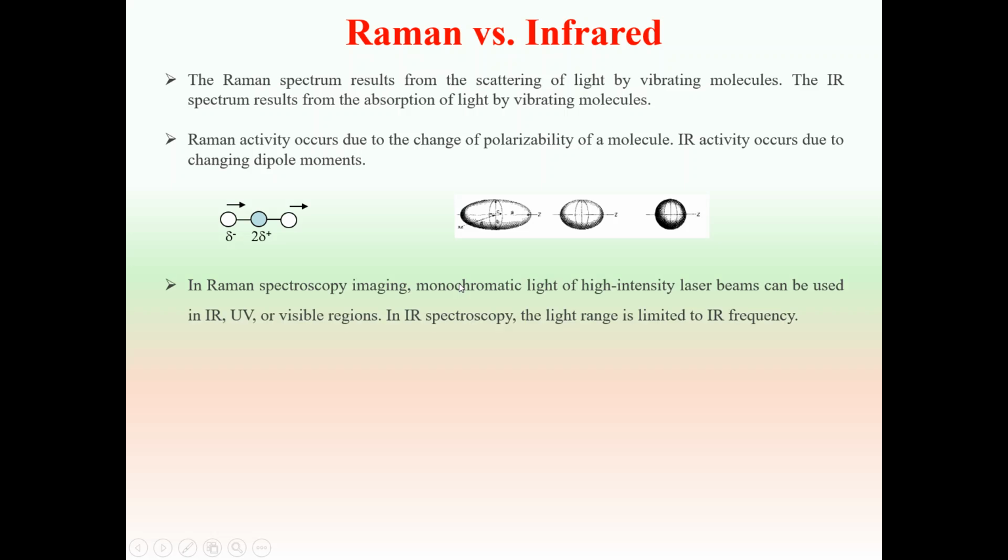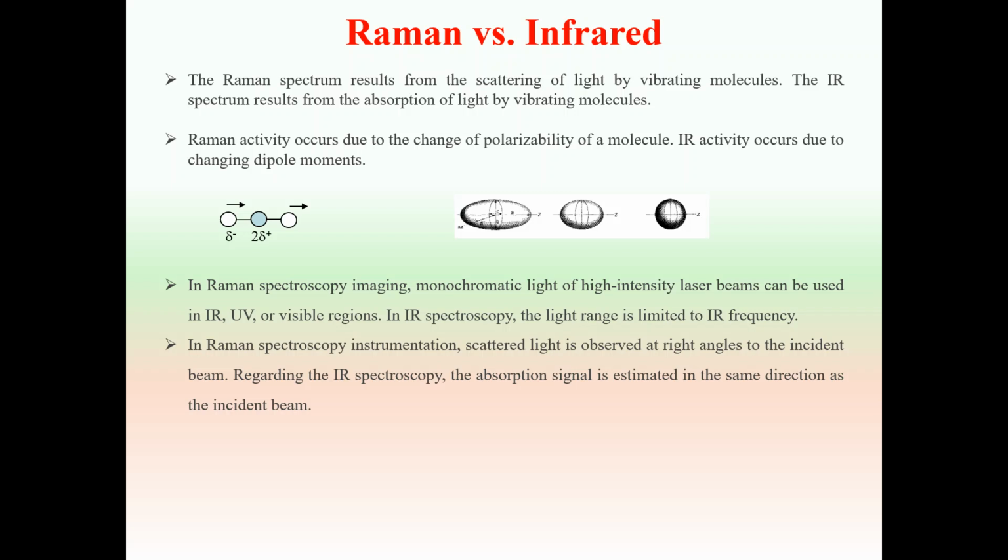In Raman spectroscopy, we normally take the imaging. In that, we have monochromatic light from a high intensity laser beam that can be used in the IR, UV or visible region. So that laser light we can use in IR, UV or visible regions. But unlike that, in IR spectroscopy, the light range is limited only to the IR frequency. So this is also one of the key differences between the two spectroscopies.